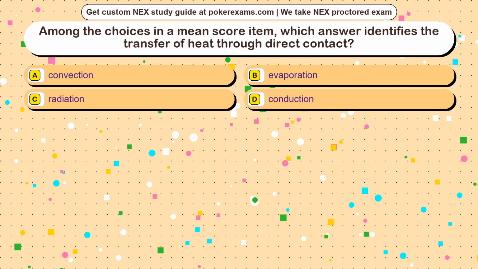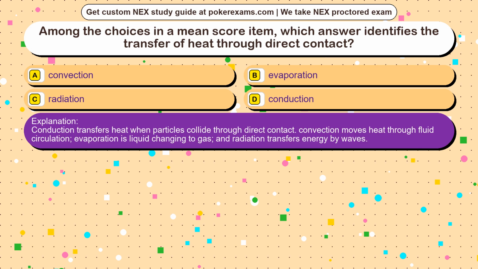The correct answer is option. Conduction transfers heat when particles collide through direct contact. Convection moves heat through fluid circulation, evaporation is liquid changing to gas, and radiation transfers energy by waves.